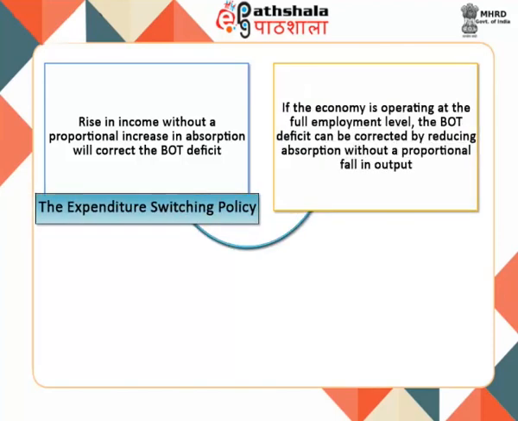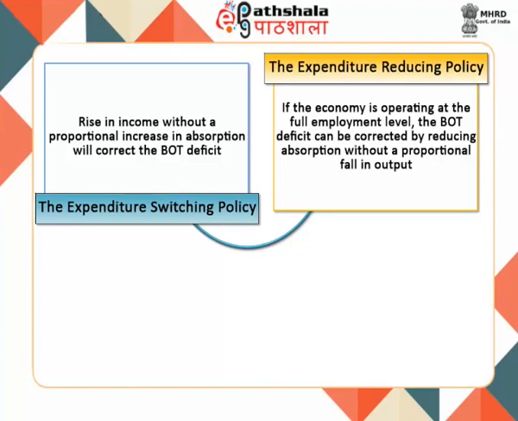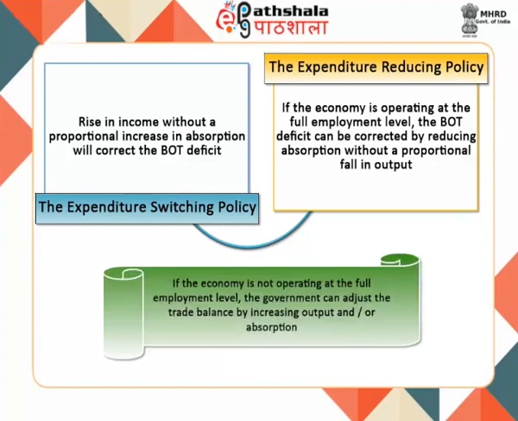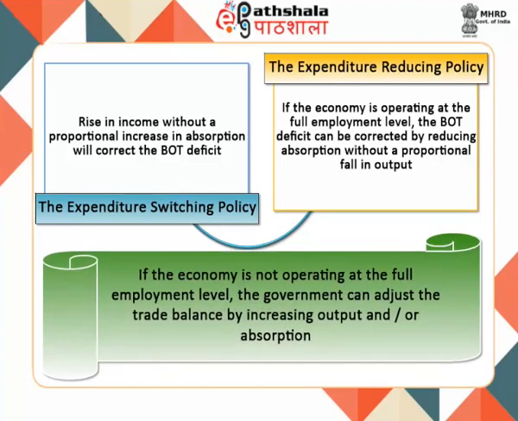If the economy is operating at the full employment level, the BOT deficit can be corrected by reducing absorption without a proportional fall in output. This is known as the expenditure reducing policy. If the economy is not operating at the full employment level, the government can adjust the balance of trade by increasing output and/or the absorption.